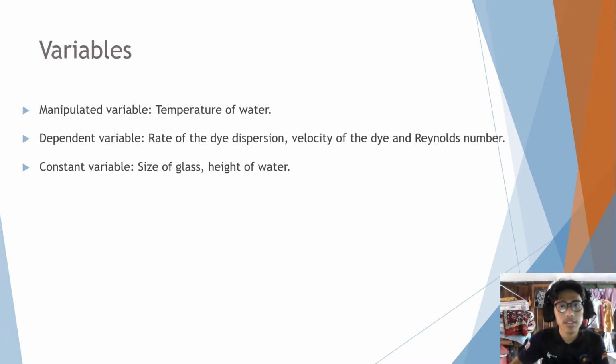So, the variables in this experiment. First one, manipulated variable, which is the temperature of water. Second, dependent variables, which are the rate of the dye dispersion, velocity of the dye, and Reynolds number. The third one, constant variables: size of glass and height of water.